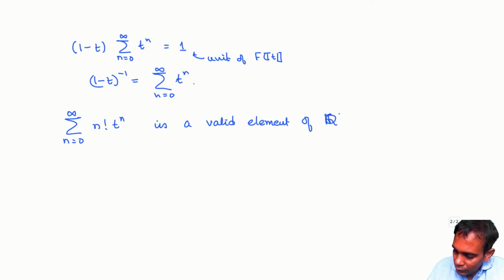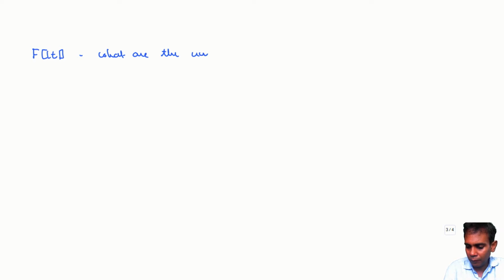Let's say we're working over Q or the complex numbers. Let's find out what the units in the ring of formal power series are. So we have a field F and we're looking at F[[t]], and we're asking what are the units. So let's just write out the condition for being a unit.